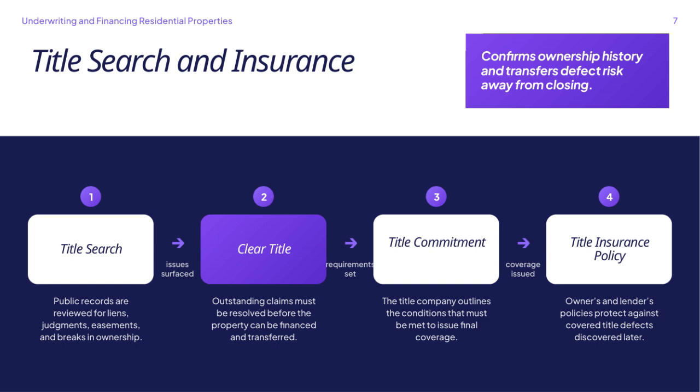This commitment acts as a promise that once those conditions are satisfied, the title company will insure the property. Finally, the title insurance policy provides protection for both the owner and the lender against any covered title defects that might surface after the purchase is complete. This insurance is essential because it transfers the risk of ownership defects away from the buyer and lender, giving everyone peace of mind. Together, these steps form a vital part of underwriting and financing residential properties.